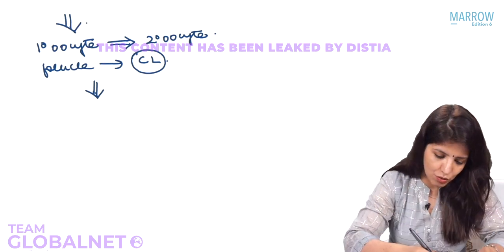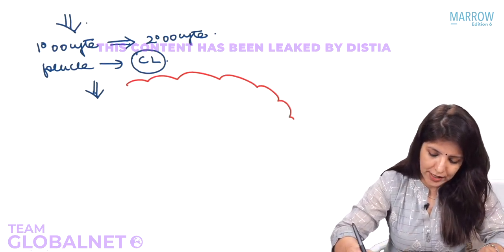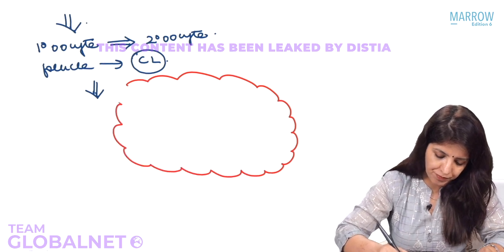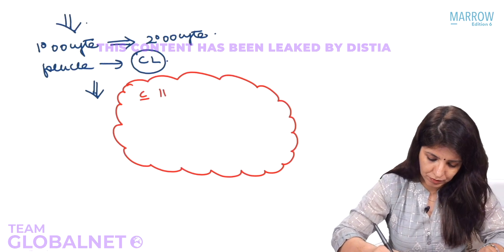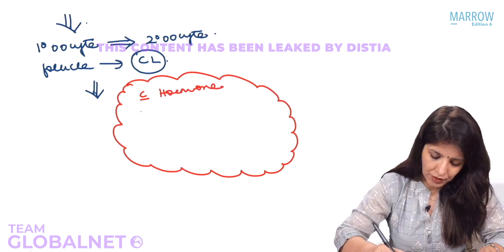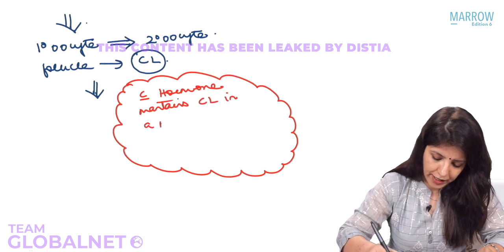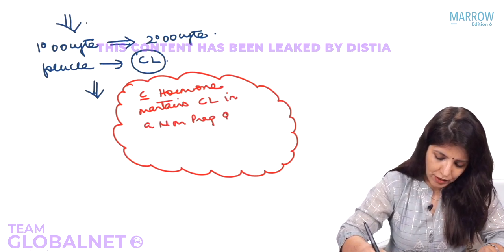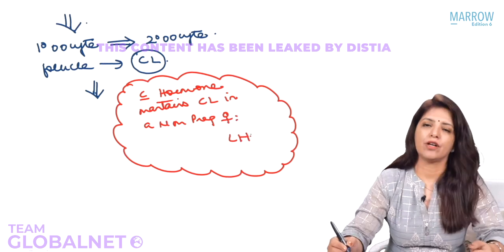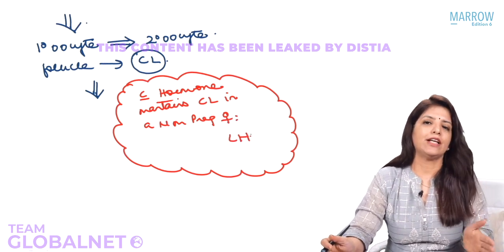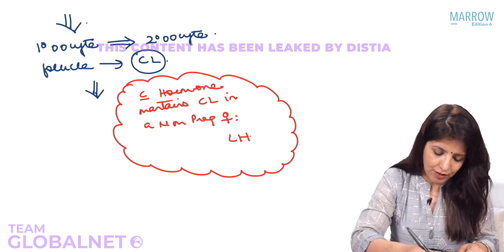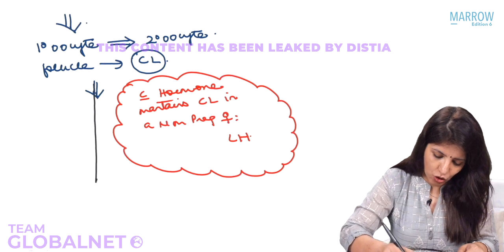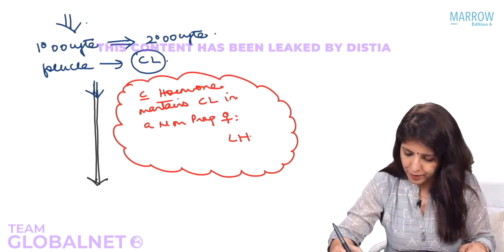So, if I ask you, which hormone maintains corpus luteum in a non-pregnant female? You will say LH. So, corpus luteum, LH, luteinizing hormone. That is why it is called luteinizing hormone. Now, under the effect of LH, this corpus luteum starts growing, right?